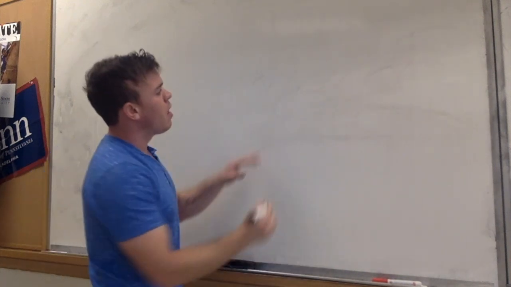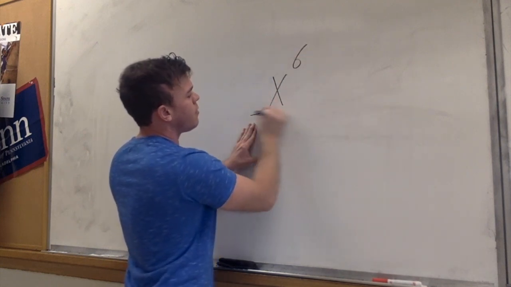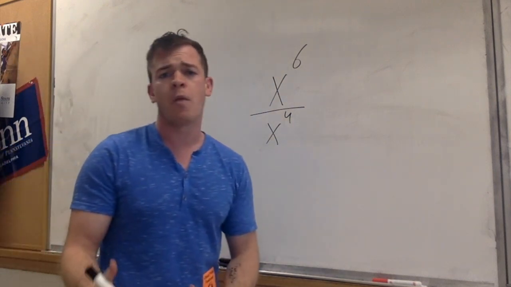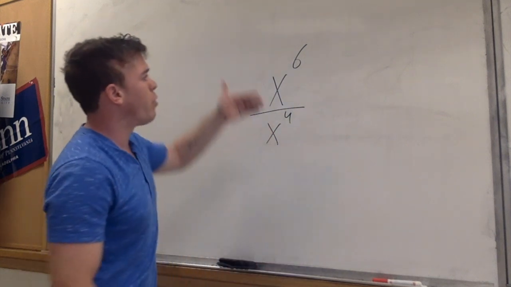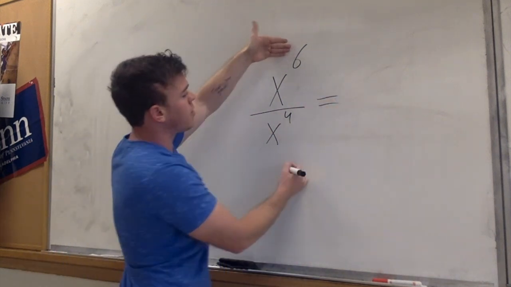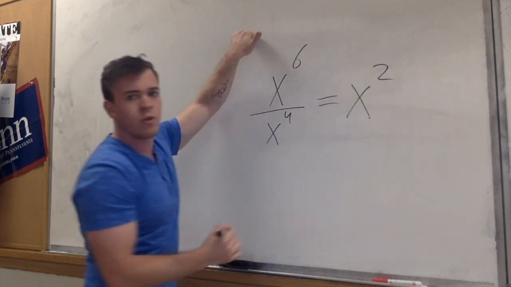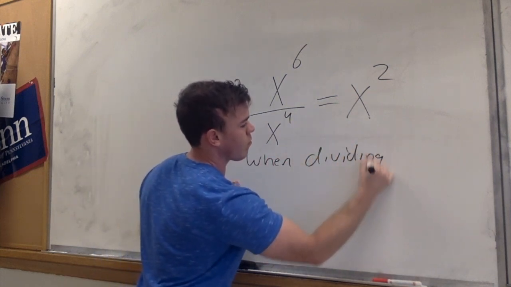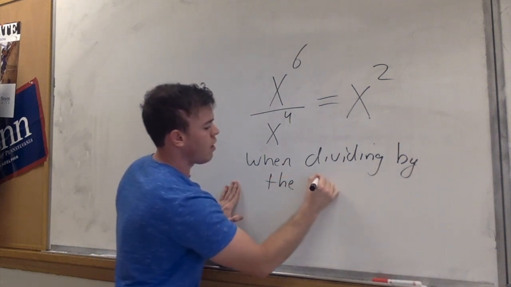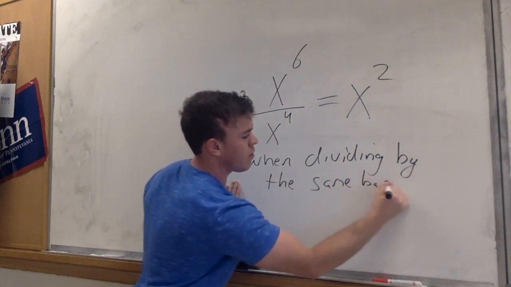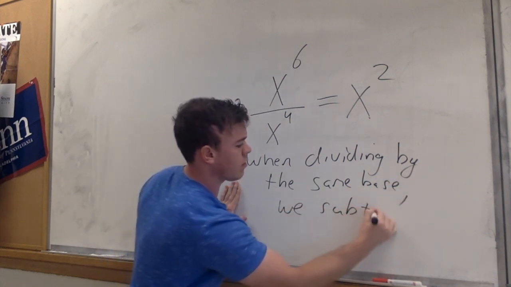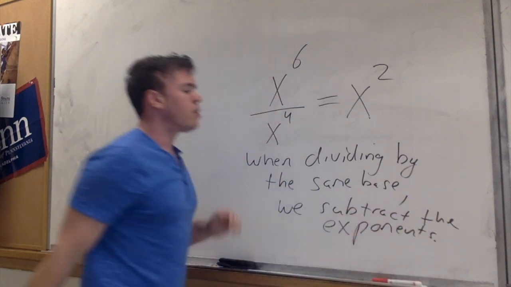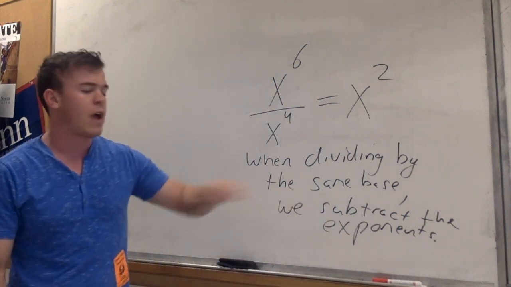Now, what if we did the exact opposite? Instead of multiplying the bases, what if I did something like x to the 6 divided by x to the 4? Well, since division is the opposite of multiplication, what would be the opposite of addition? Well, right here we would have to go ahead and subtract. And so we know that x to the 6 minus 4 will really give us x to the 2. And so our basic rule is going to be this. When dividing by the same base, we subtract the exponents. Okay? So once again, the rule is when dividing by the same bases, we want to subtract the exponents.